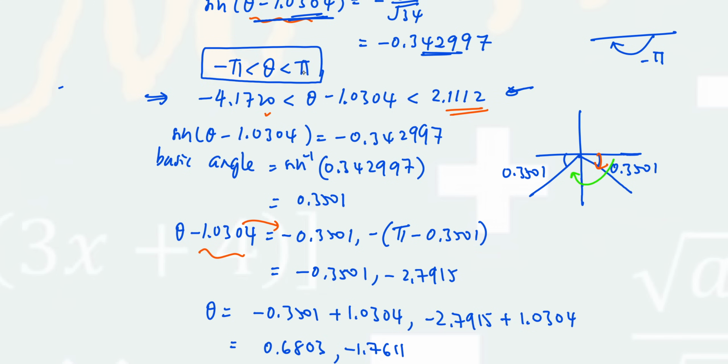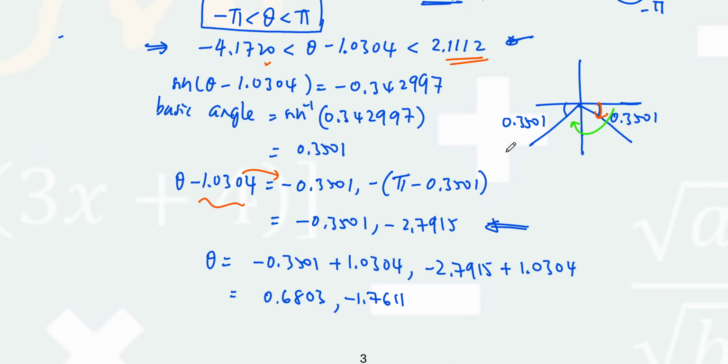Okay, so if you get this new interval, you will be getting the answer within this interval. Because at this stage we have considered the interval here. Otherwise, you might get the answer which is out of the range. So then, of course, the final answer must be three significant figures. So now we round up. So it will be 0.680 and negative 1.76. Okay, so that's all for this working.